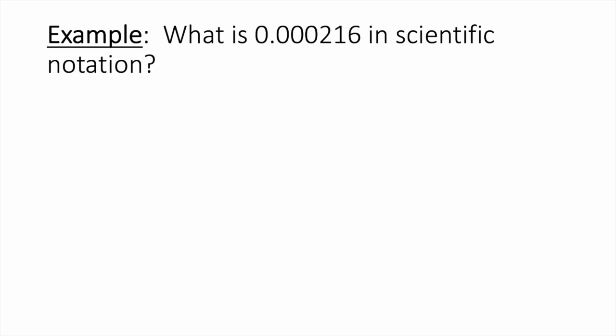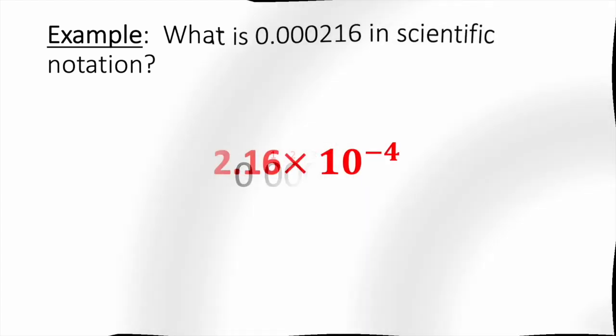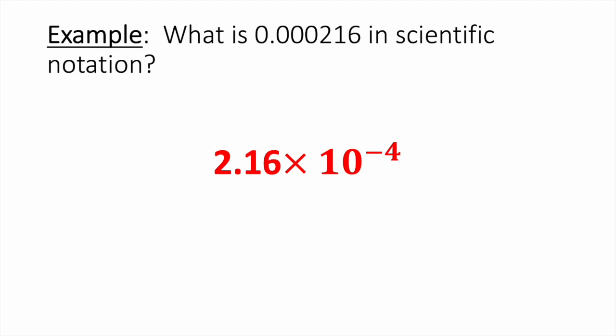Here's another example. What is 0.000216 in scientific notation? First, we're going to take the decimal point and we're going to move it to the right 4 times. Our answer is 2.16 times 10 to the negative 4.